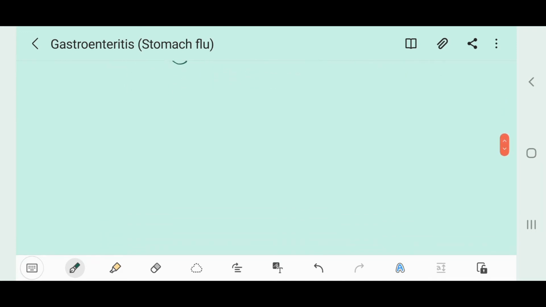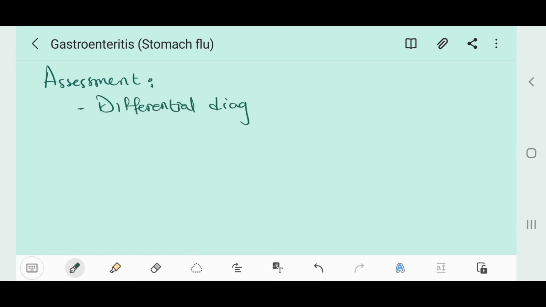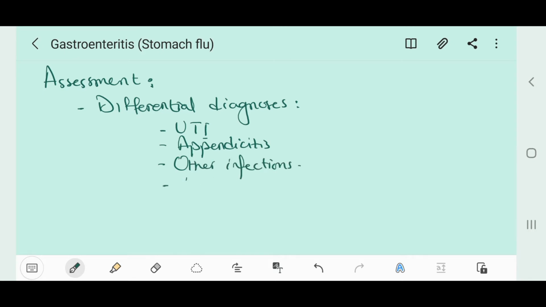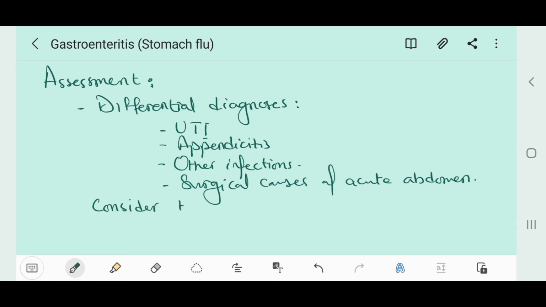So now for the assessment of gastroenteritis. The first thing we should think about is, is the diagnosis of gastroenteritis correct? We should consider the important differential diagnoses of UTI, appendicitis, other infections, and surgical causes of acute abdomen. We should also consider the diagnosis carefully if there is abdominal pain and isolated vomiting.